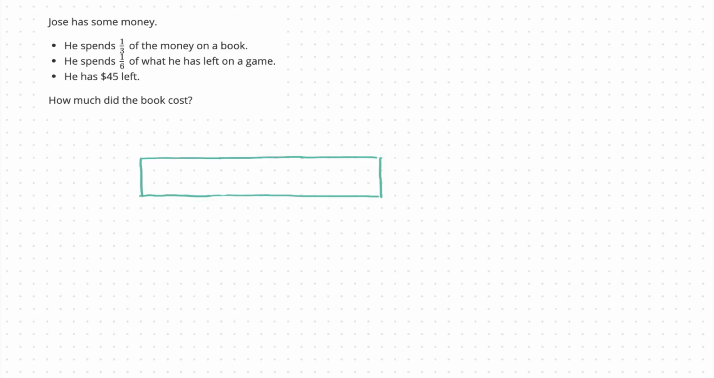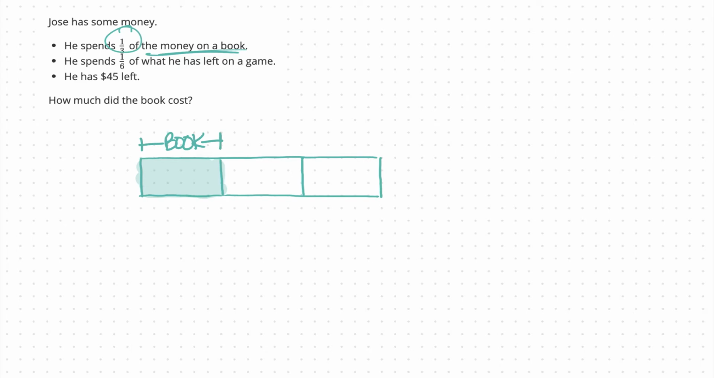And now the question says that he spends 1/3 of all of his money on a book. So that helps us know that our rectangle should now be divided into 3 different parts. So now that we have it divided into 3 different parts, we can label some things here. This is 1/3 of the money, and this is what he spent on a book. So here is our book.